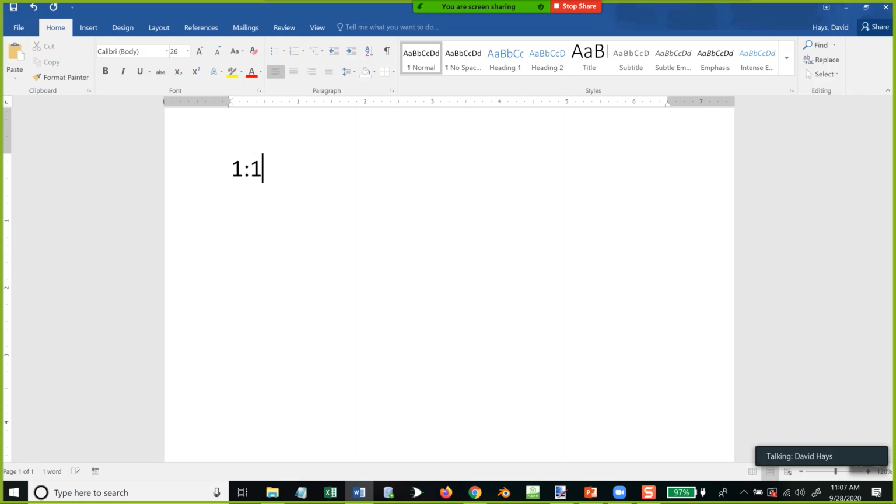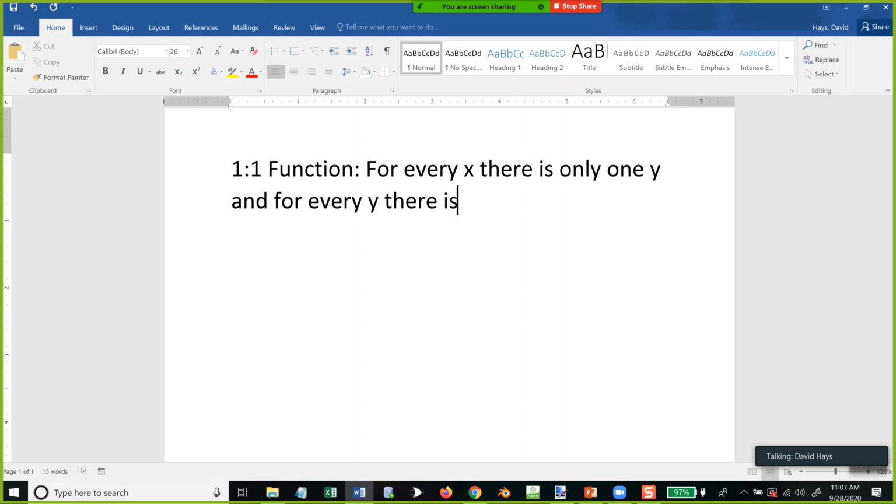That's still true, but we have something called a one-to-one function. And it says for every x, there is only one y, and for every y, there is only one x. So it goes both directions.